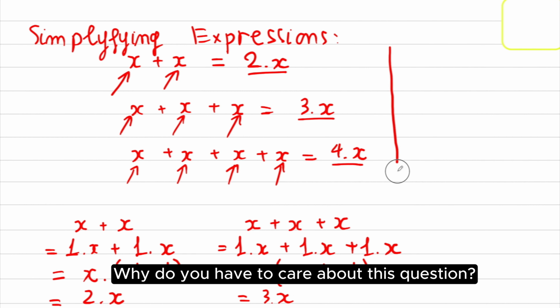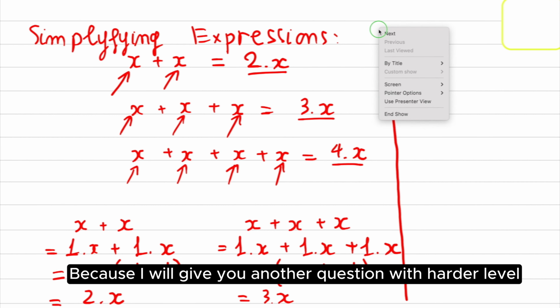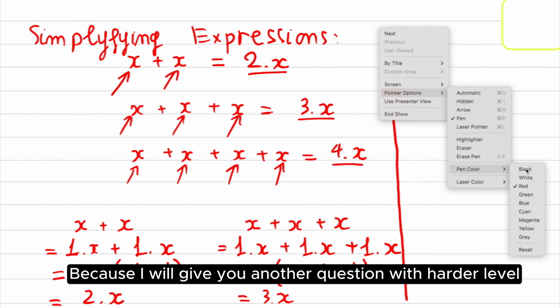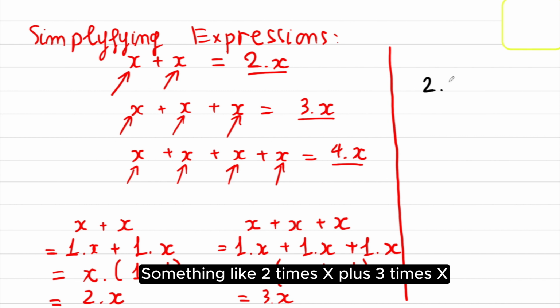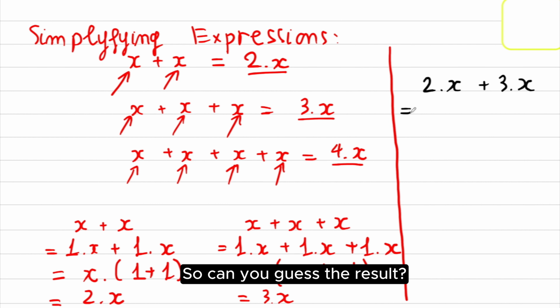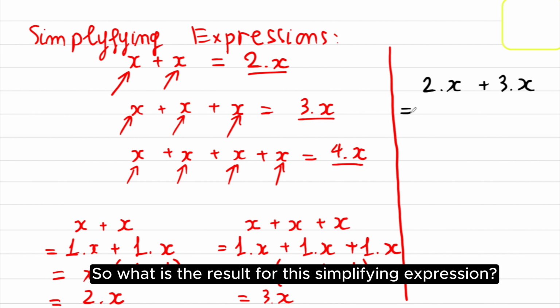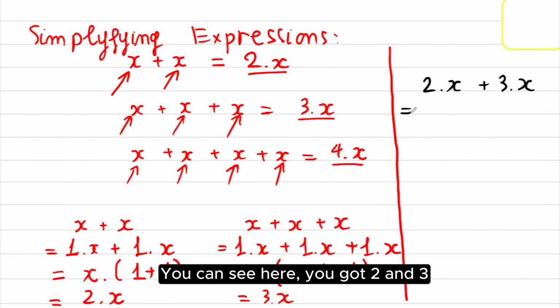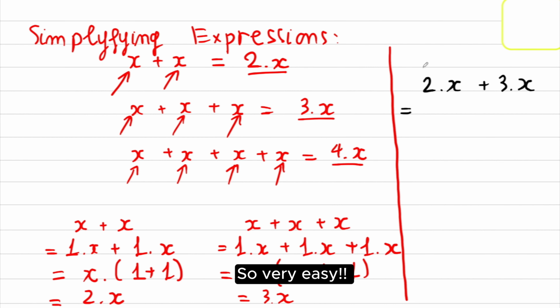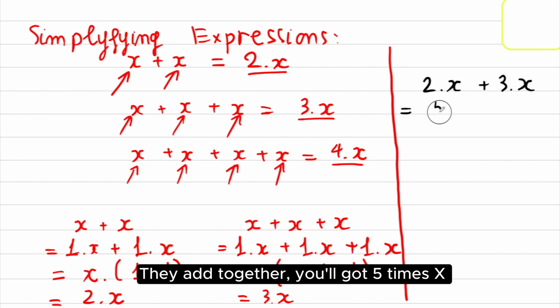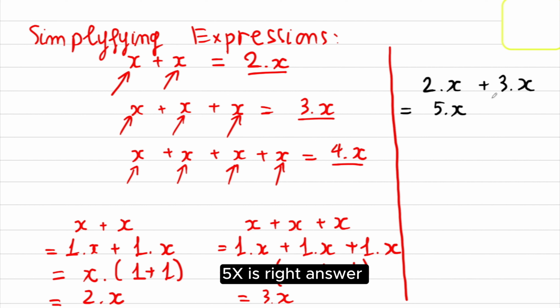So why do you have to care about this question? Because I will give you another question with a harder level. Something like 2 times h plus 3 times h. So when you guess the result, you got 2h plus 3h. What is the result for this simplifying expression? You can see here you got 2 and 3. Very easy, they add together, you will get 5 times h like this. 5h is the right answer.